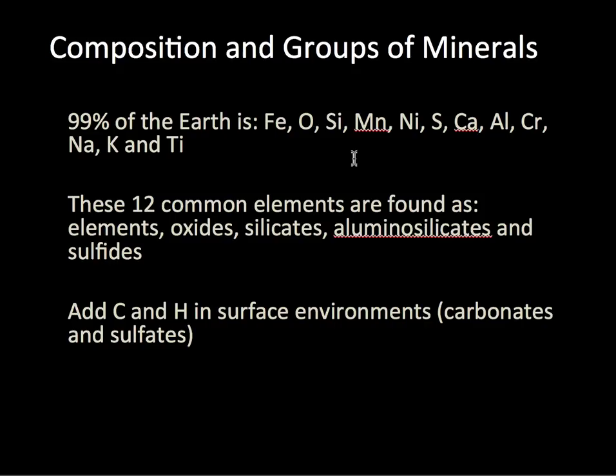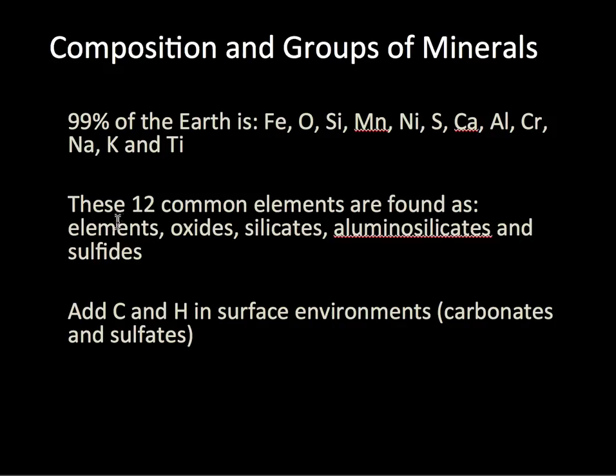So you have oxides, silicates, aluminosilicates, and sulfides. Oxides are oxygen added to something else. Silicates are silicon and oxygen added to something else. Aluminosilicates are aluminium, silicon, and oxygen. And sulfides have no oxygen. They're sulfur, like lead sulfide. Iron sulfide is fool's gold, or you may know it as pyrite.